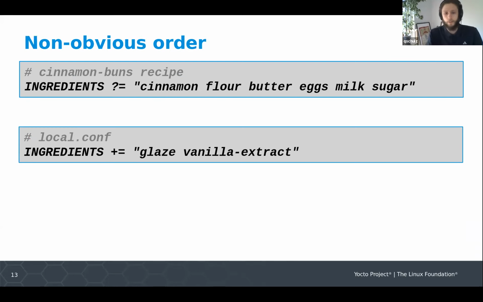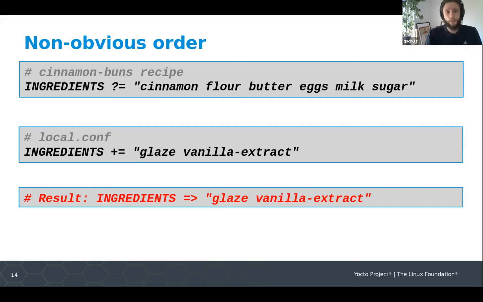But then, my configuration file says it would be much better and much tastier if I had a glaze and vanilla extract on it. So I just add the glaze and vanilla extract to the ingredients. And the thing is, this actually doesn't do what you think it does, because the result is glaze and vanilla extract only, and not cinnamon, flour, butter, eggs, milk, sugar, as you would expect. So now we have to check what's happening and how we can debug this.